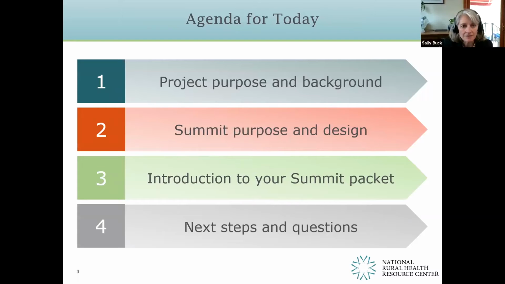In our agenda for today, we will run through the project purpose and background, the actual summit purpose and design that you will all be participating in, provide an introduction to the summit packet, background materials, and next steps and questions.